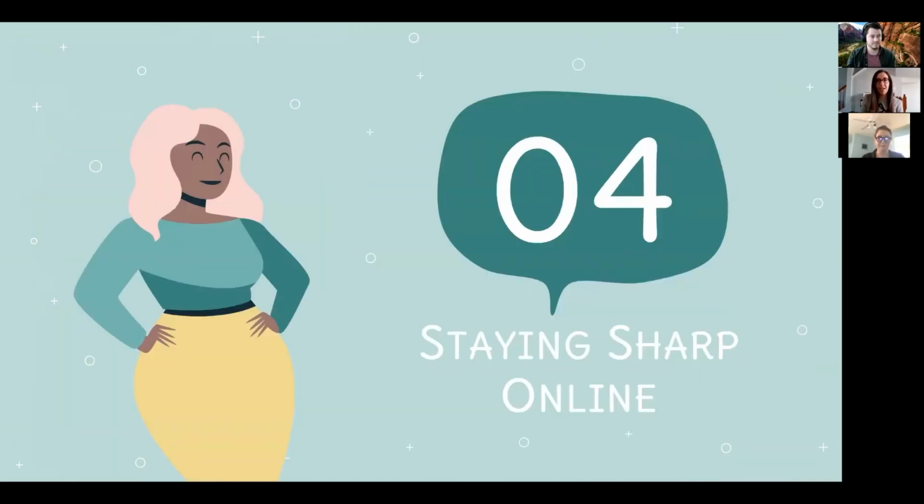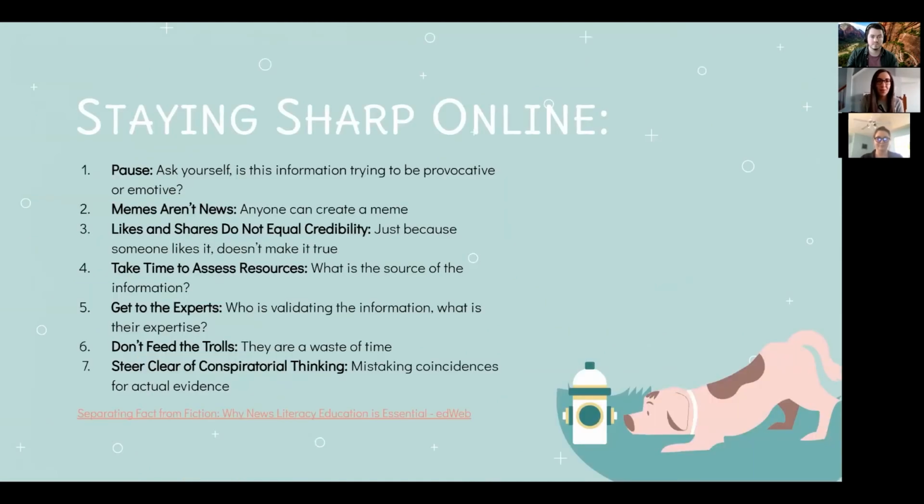So once you're behind your feelings, getting the facts in order, we want to stay sharp online. So how do we do that? There is an article that has 7 tips that talk about staying sharp online. It is linked below, but as you can see, some of the tips are to, again, pause. We've mentioned this before. Remember, memes aren't news. They're enjoyable, they're spreadable, they go viral, but they aren't news. That should not be your source of information.